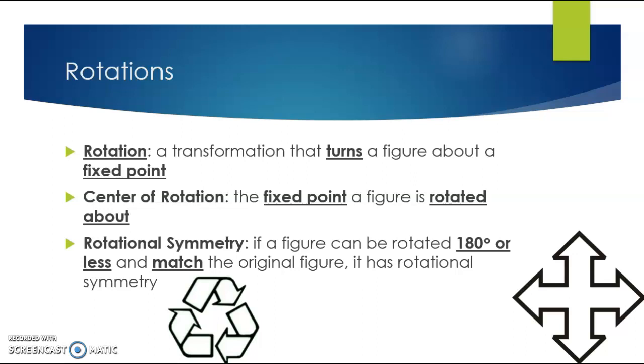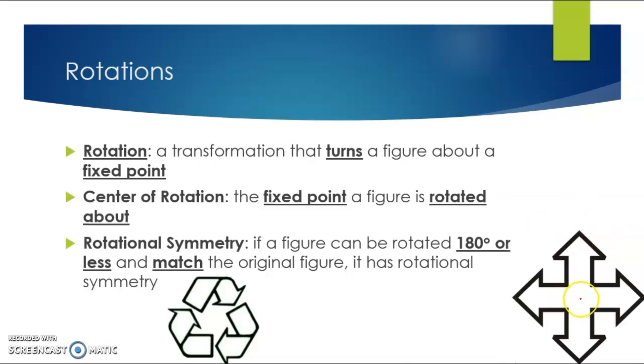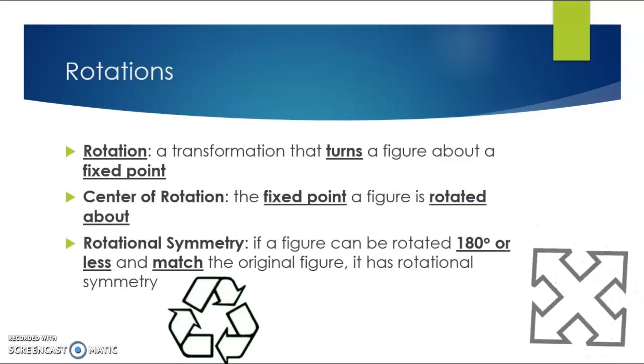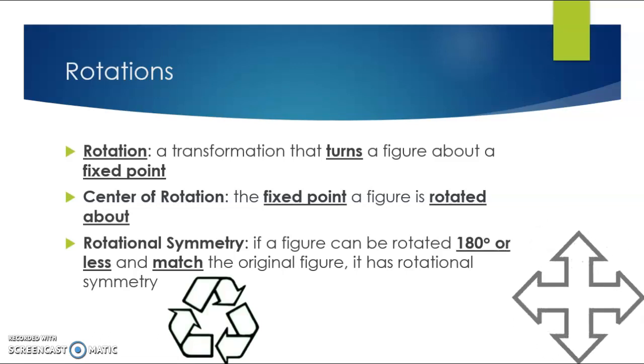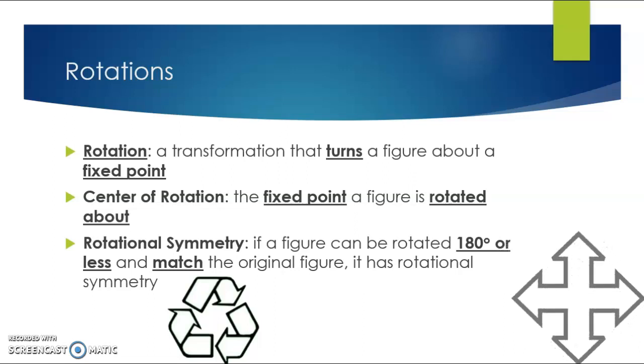A rotation is a transformation that turns a figure about a fixed point. Turns a figure around a fixed point. So for example, if I take this shape right here and I have a fixed point right here in the center, what that's going to do is rotate this image around that point. And so the center of rotation is that fixed point that a figure is rotated about.